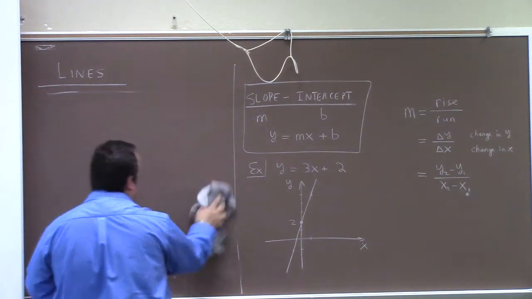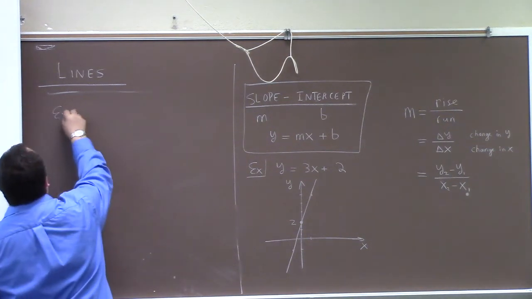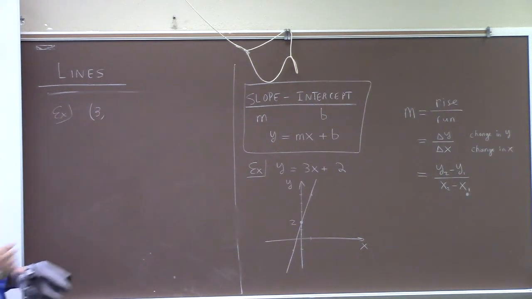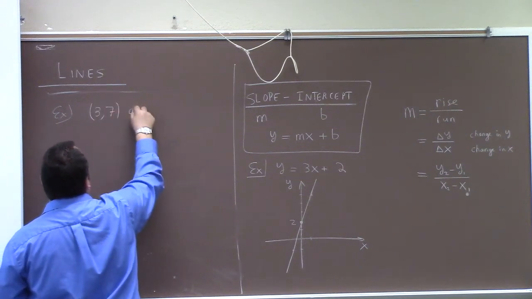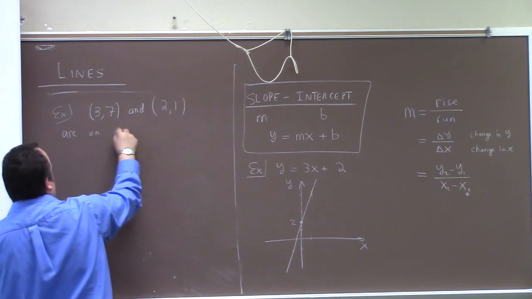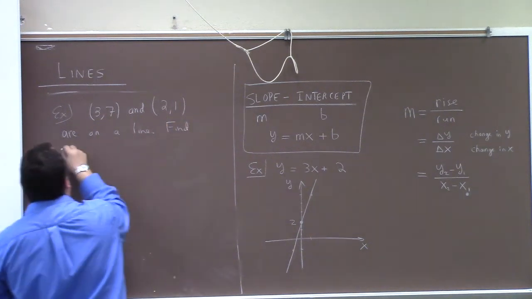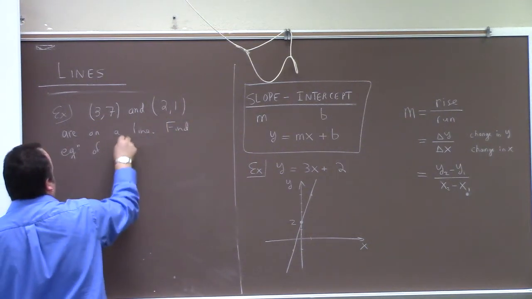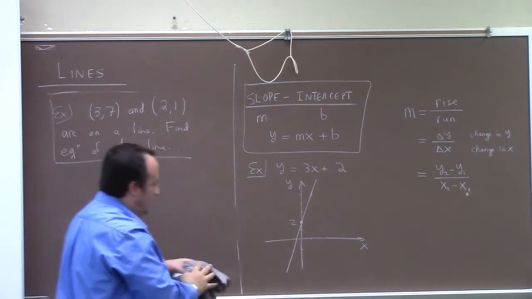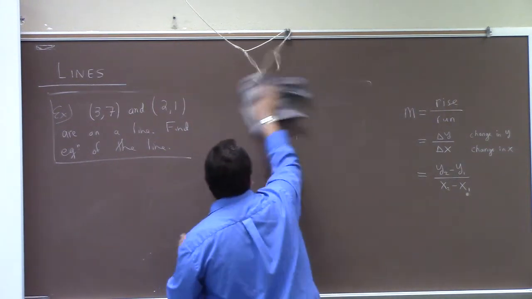Let's have some classroom interaction. What point would you like? 3 is the x-coordinate. I will take a y-coordinate. 7. So 3, 7, and 2, 1 are on a line. Find the equation of the line. Now, if we had memorized the 2-point formula for the line, this question is really, really simple. You just plug it into that 2-point formula and you're done.